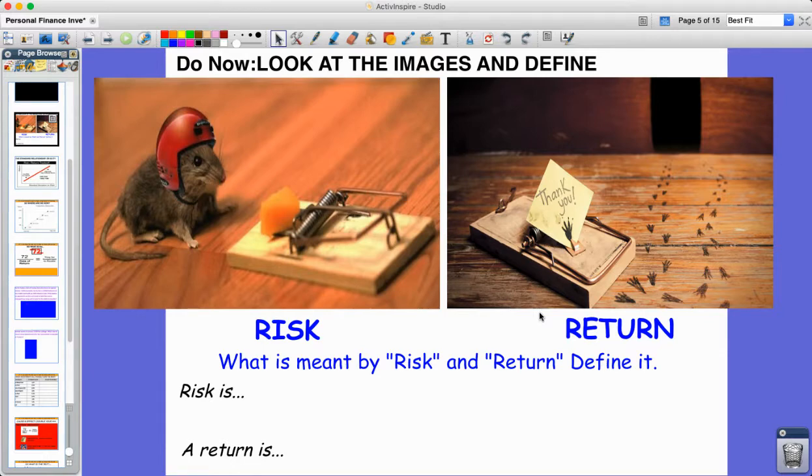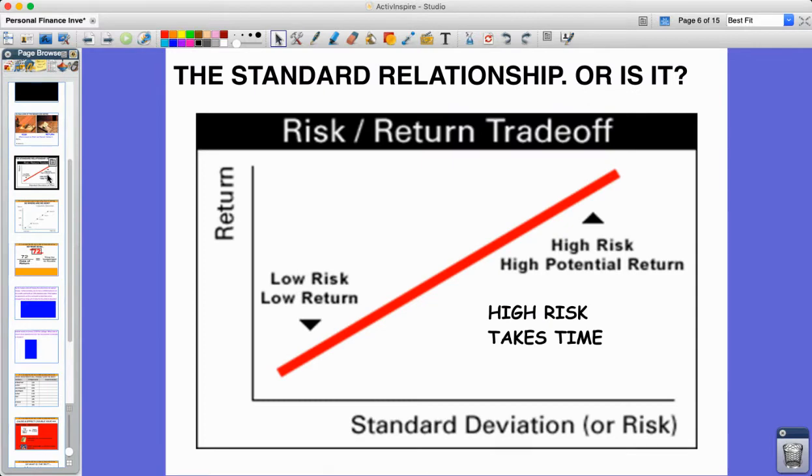So if you look at the mouse, he's deciding whether or not he wants to risk going for that cheese. A return is the profit. It's what you get after you take your risk. And if you look at the image, you can see that the mouse does get the profit or the cheese, which would be his dinner. So let's take a look at that in economic terms.